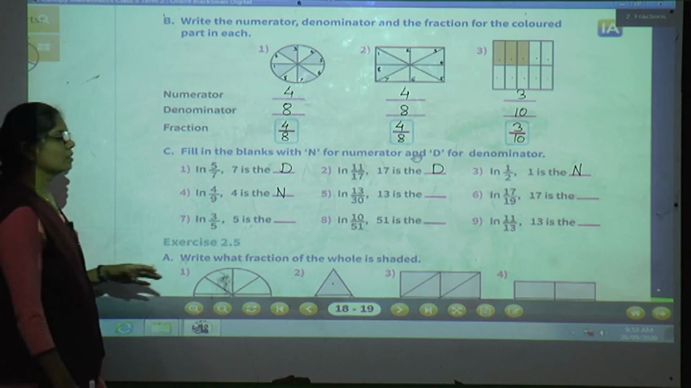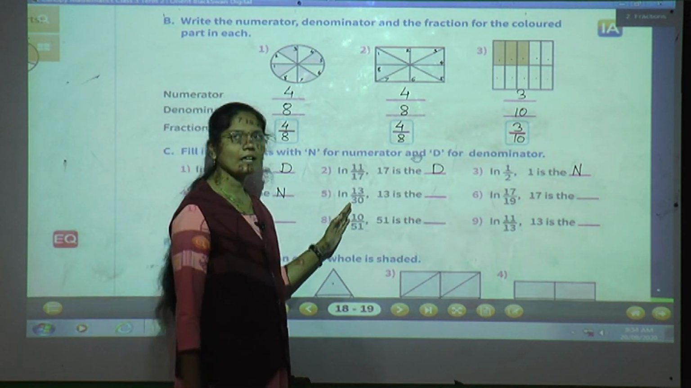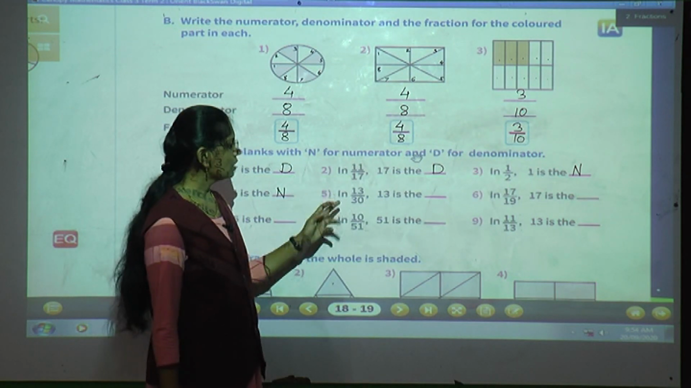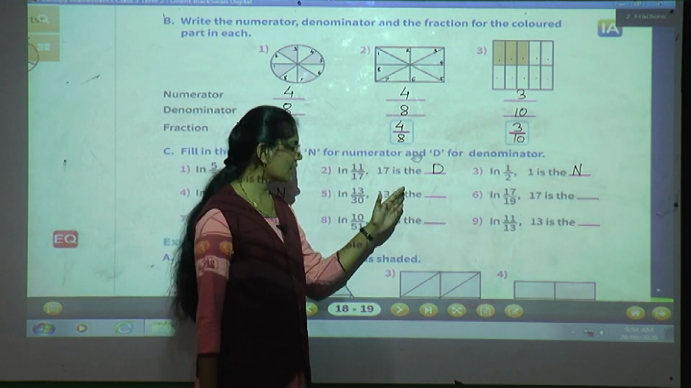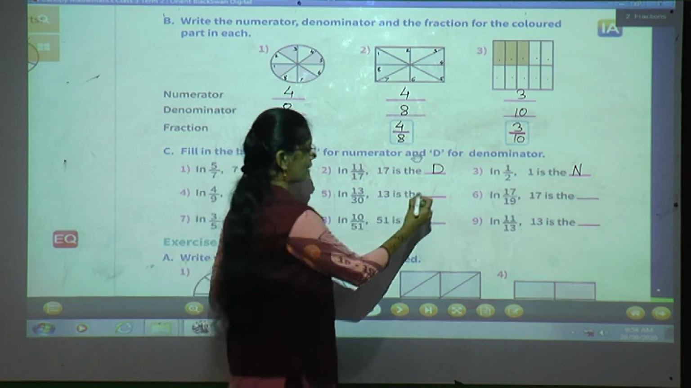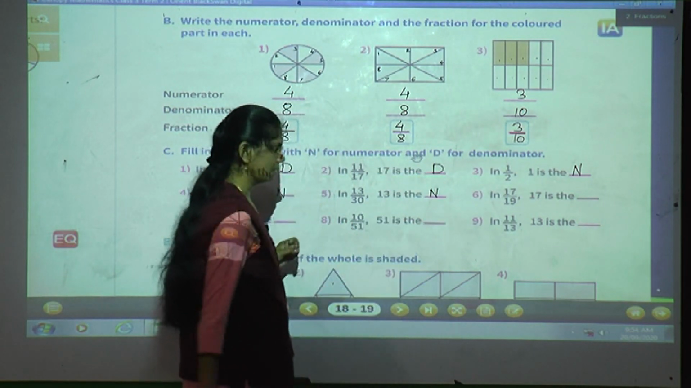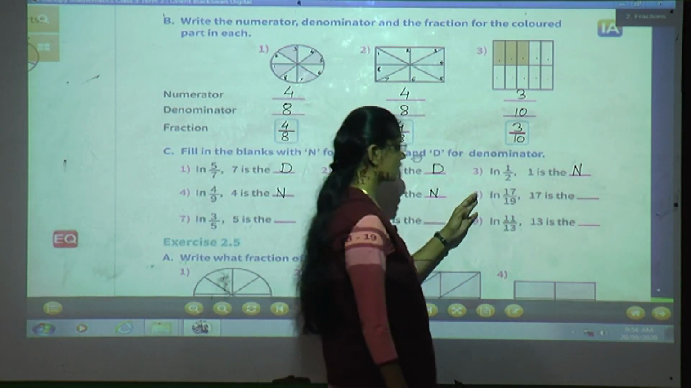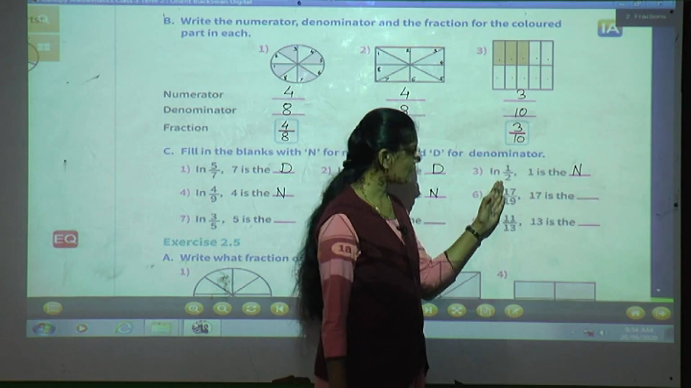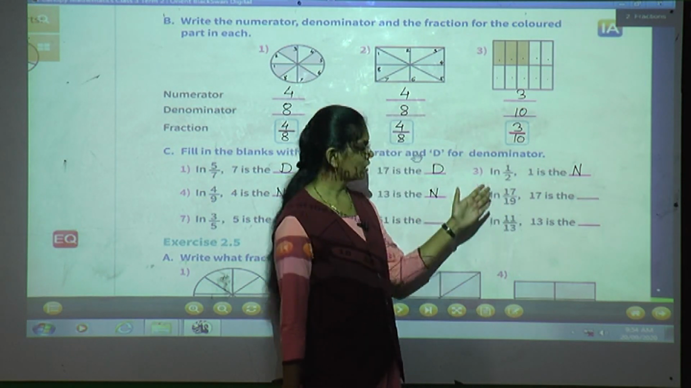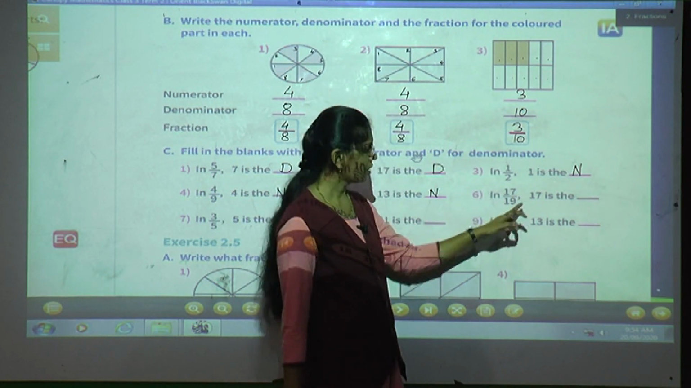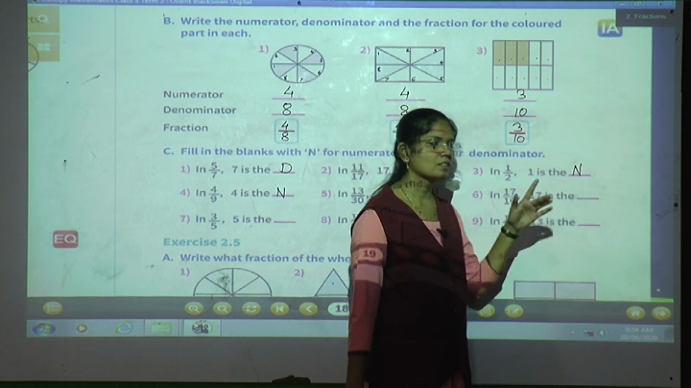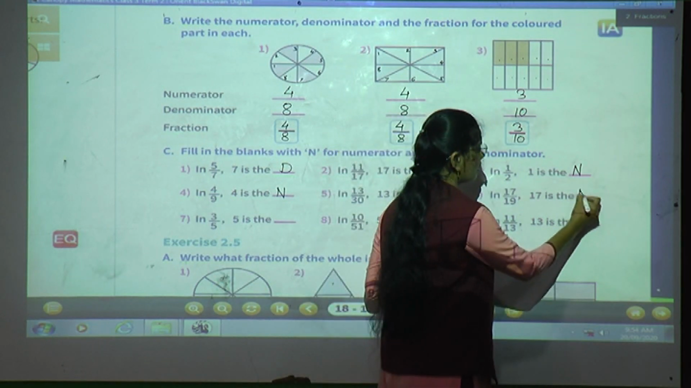Then 13 by 30. In this fraction 13 is the numerator. So we'll write here N. Then next, that is the sixth one. In 17 by 19, 17 is the numerator. So write here N.